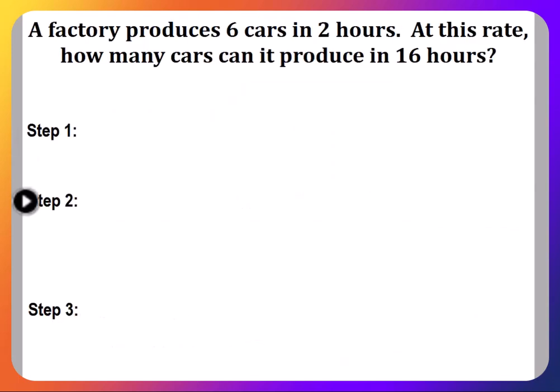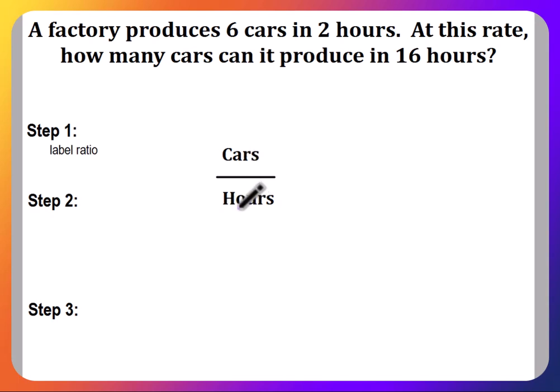So here we go. A factory produces 6 cars in 2 hours. At this rate, how many cars can it produce in 16 hours? Step number 1, you want to write your label ratio. A label ratio is where you're saying, okay, I'm comparing cars to hours. And in my ratios, the number of cars is going to come first. It's going to be in the top. And I'll put the number of hours on the bottom.